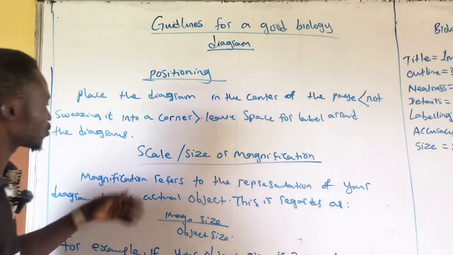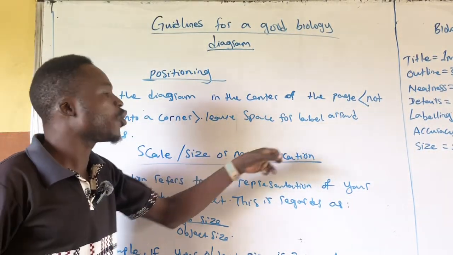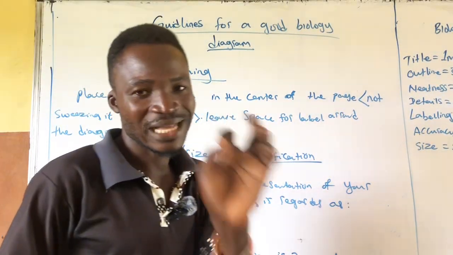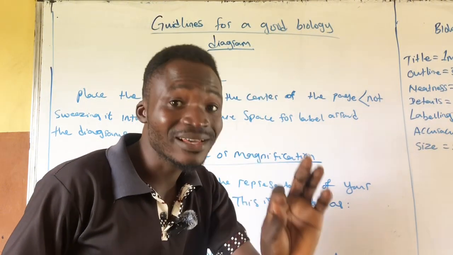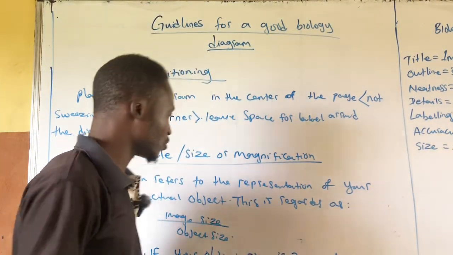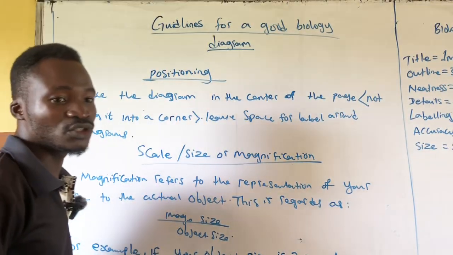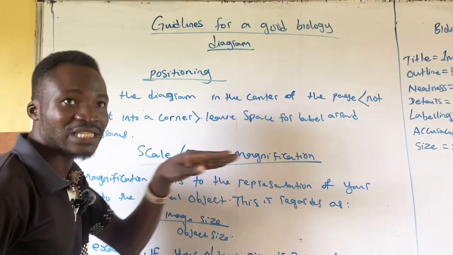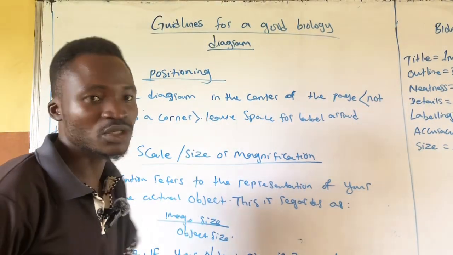Now let's continue. The next one says scale or size or magnification. That is where I am going to. Scale. I promise you I'm going to teach you how to put scale or magnification. At the end of this video, we'll draw a particular diagram. Then we'll put the title and magnification under it. You see what I'm talking about.